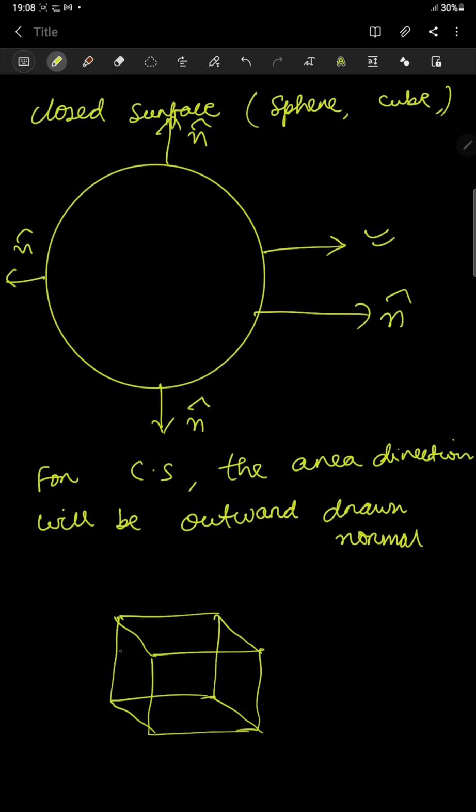So for this face, the n cap will be in which direction? It will be in this direction. Okay, suppose I consider another face. Suppose this face is there. For this face, what will be the direction? The n cap will be in this direction. Okay, so for a closed surface, the area direction will be outward drawn normal.